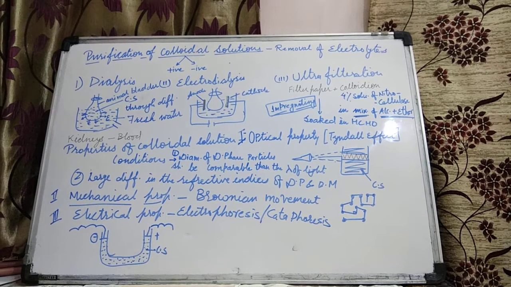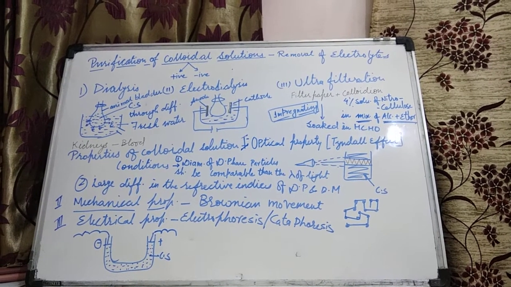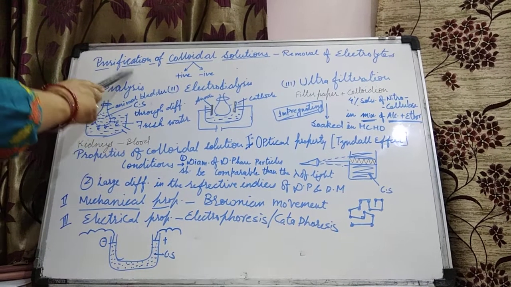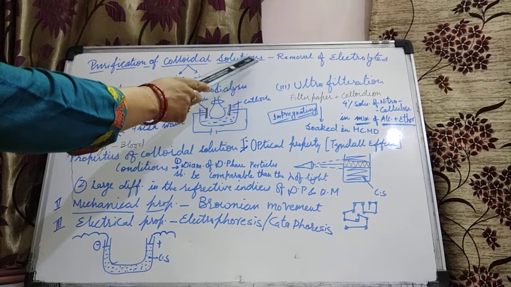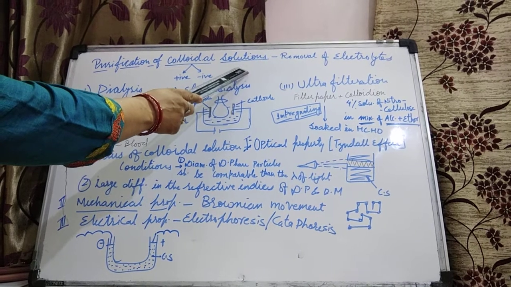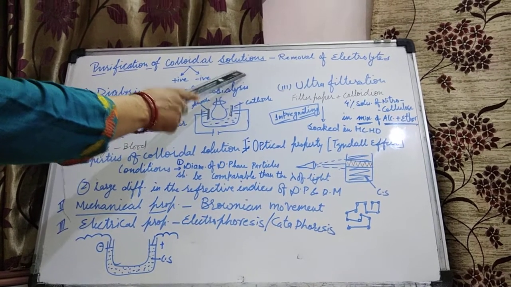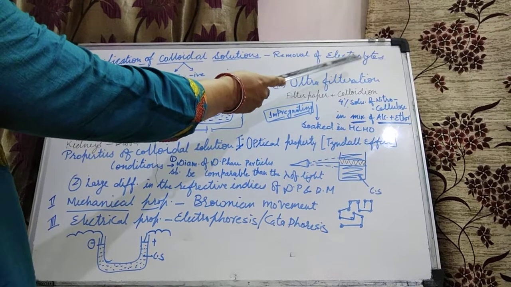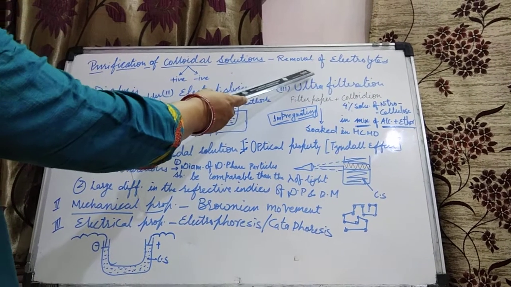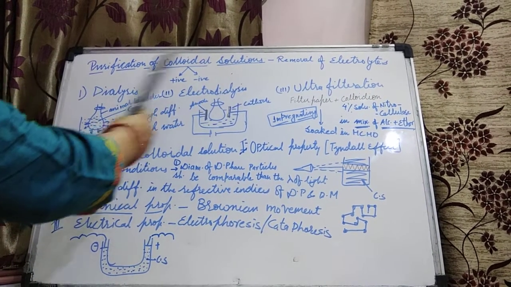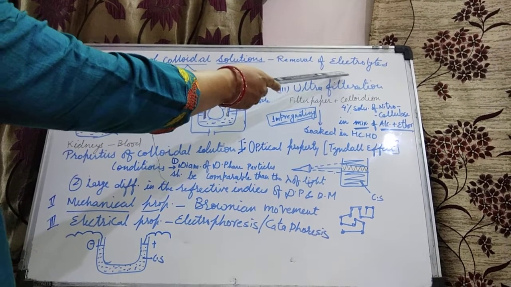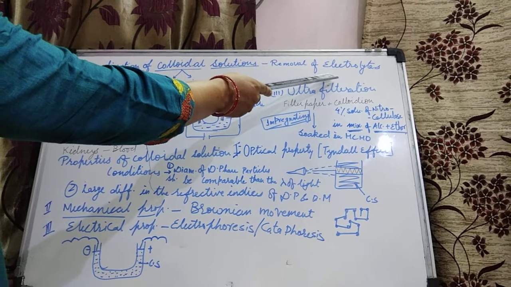Hello students, after the completion of preparation of colloidal solutions, now we are taking purification of colloidal solution. Now the question arises: what impurities are present in the colloidal solution? Impurities are excess of electrolytes. These excess electrolytes are removed from the colloidal solution to purify them. How these electrolytes act like impurities in the colloidal solution, that I am also telling you.